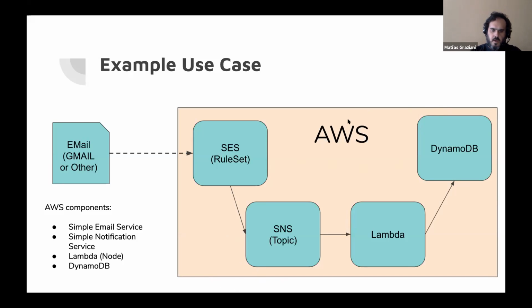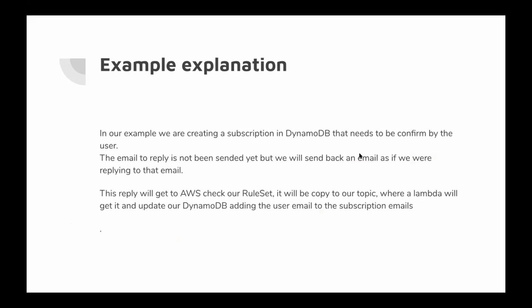Cool. Okay, this is an example application. In Axon, we're creating a subscription in DynamoDB. This is the object that needs to be confirmed by the user. The email to reply to has not been sent yet, but we will send back an email if we reply to that email. The idea is that, in an ideal world, this would be an application where once you subscribe, it sends you an email and you reply to that email saying, I accept the subscription. That's basically the idea.